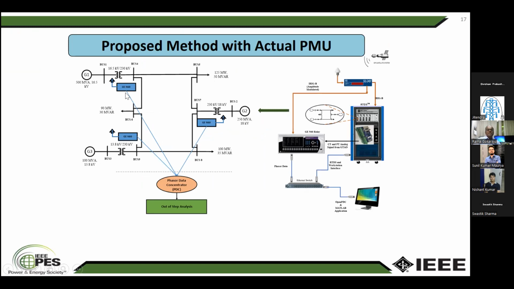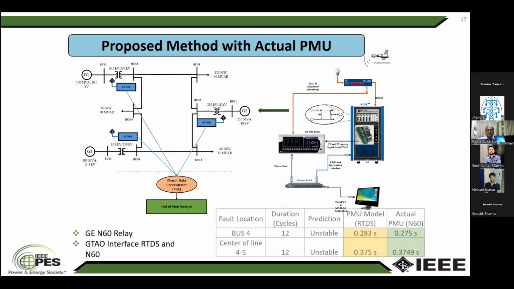So this was the 9-bus system. For all generators, we put this N60 relay, and we compared our results with the RTDS simulation, and based on our prediction algorithm, how it compared to the actual N60 relay prediction. So with the PMU models on the RTDS, we are using a 12 cycles fault, which created an unstable condition on the system.